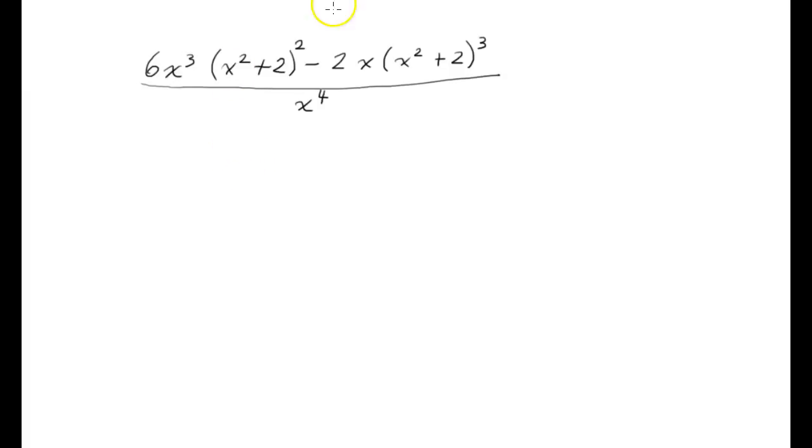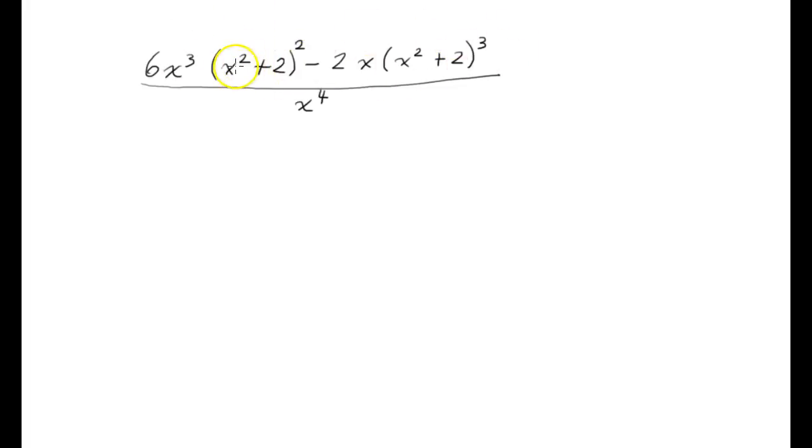In this video, we have a large rational expression, or well, large in the numerator, not much going on in the denominator except an x to the fourth. So just to make things simpler, I'm going to first cancel out a common factor of x. We have an x in this large term and an x in this large term.